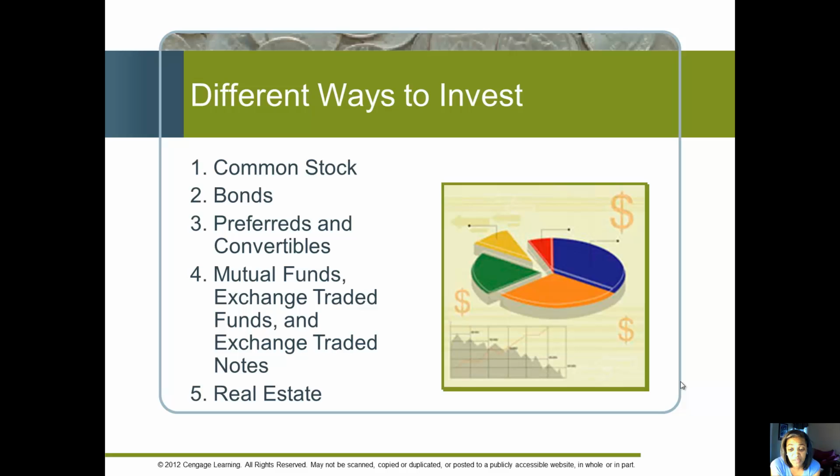So different ways you can invest, or things that you can invest in: stock, bonds, preferred stock, securities that are convertible from one type to another, maybe a bond that's convertible into stock. Something that doesn't require as much management from the investor would be a mutual fund or an exchange traded fund. And then of course there's real estate.